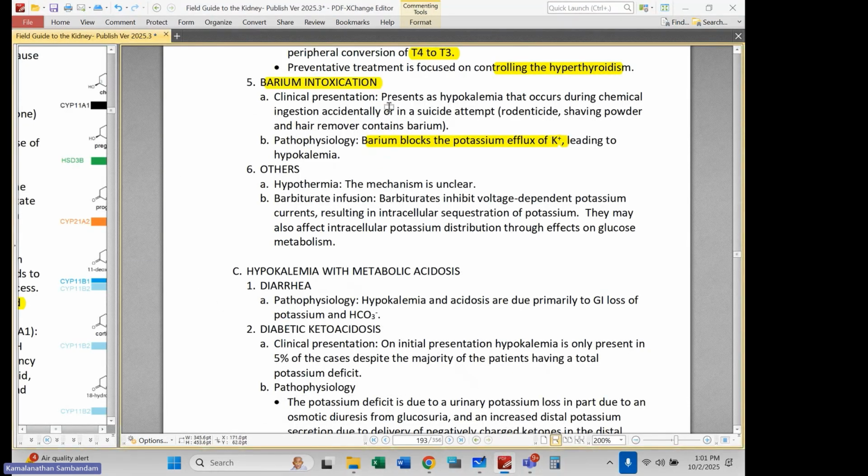Now, interestingly, where do we get barium from? It is in some rat poison and other unique products that you might be able to parse out in a very detailed history. But again, that's going to be an uncommon but testable form of hypokalemia. Okay, hypothermia is another cause of hypokalemia, well described.